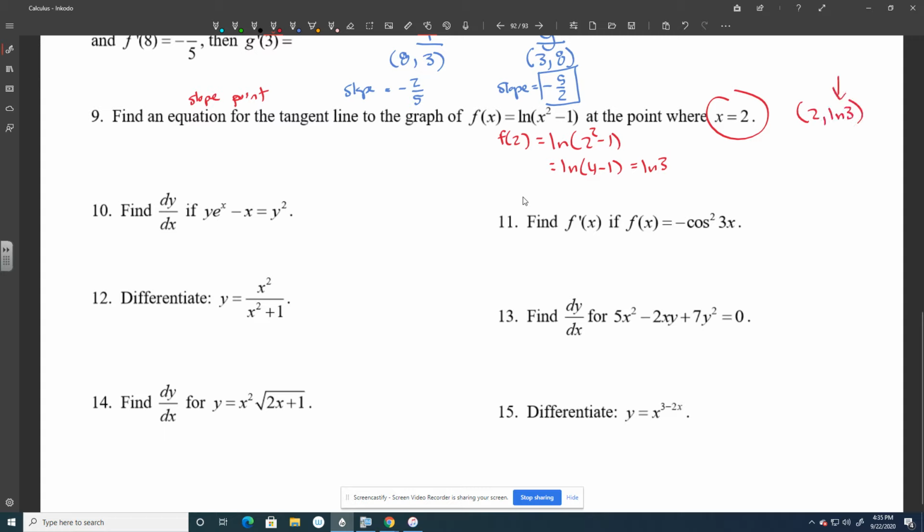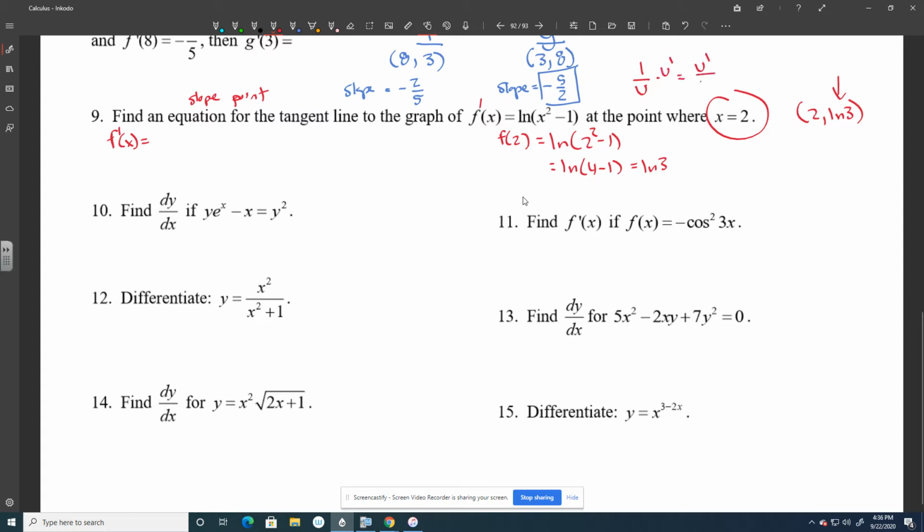You are welcome to put that in your calculator, but I don't know why you would. Natural log of 3 is a great, nice number to use as opposed to the decimal that you're going to get when you plug it in. So now that I have my point, I just need to find the slope. And to find the slope, I need to find f prime. So f prime of x is equal to, now remember the natural log derivative is just 1 over whatever's on the inside. But if the inside is a function, then we have to use the chain rule. We have to times that by u prime.